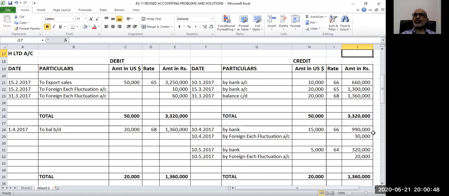Subsequent years, accounting was done with reference to amount received. And this year, we have losses. So those losses are transferred. And finally, on 31st March 2018, no balance is left. The account is entirely tallying on its own.